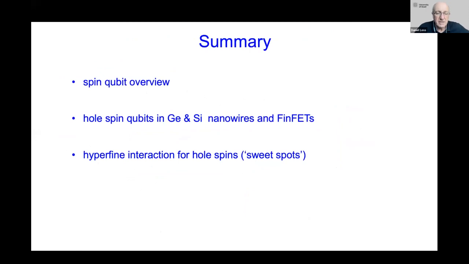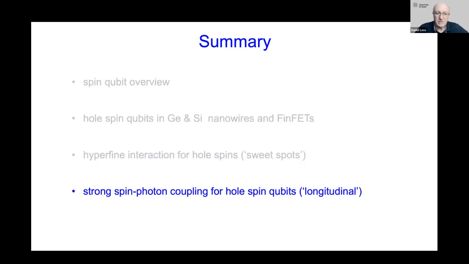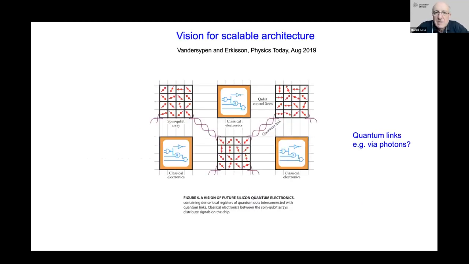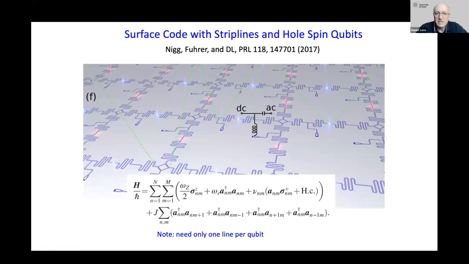So this leads me to the summary of the first part of my talk, where I talked about hole spin qubits and the hyperfine interaction, and showed some state-of-the-art experiments. If there are a few minutes left, I could say just a few words about recent results on very strong spin-photon coupling, which also has been a very interesting avenue now in this field. So in order to have a scalable architecture, there have been proposals that one can put systems into clusters of qubits, which are then connected by quantum links, and such a quantum link could be provided by photons, for example. So here is a setup with superconducting strip lines where spin qubits could be coupled.